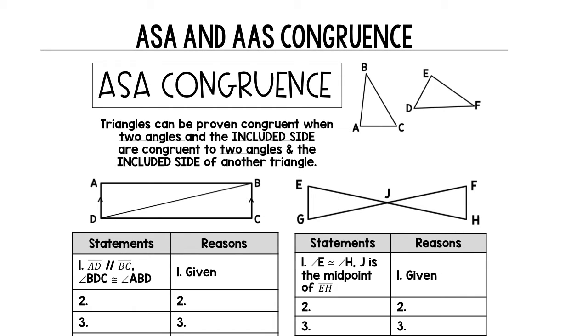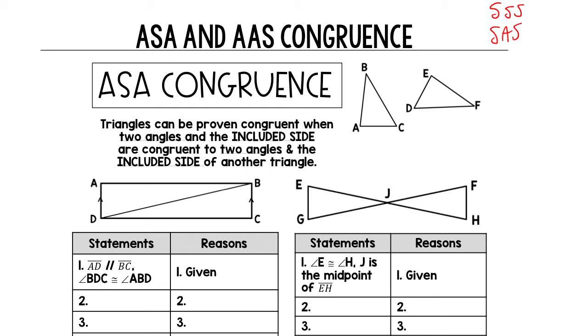Boyd again. Today we're going to talk about some new rules for congruence that we haven't talked about before. So previously we've talked about side, side, side, and side, angle, side. Well, today we're talking about ASA, or angle, side, angle, and AAS, angle, angle, side, congruence. We're going to start with angle, side, angle.